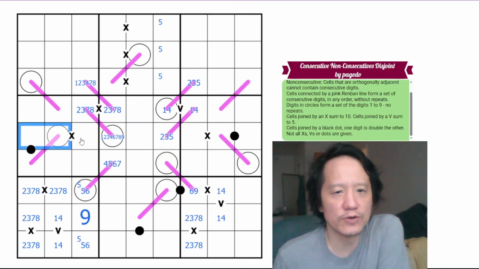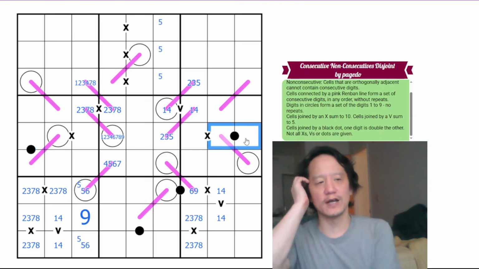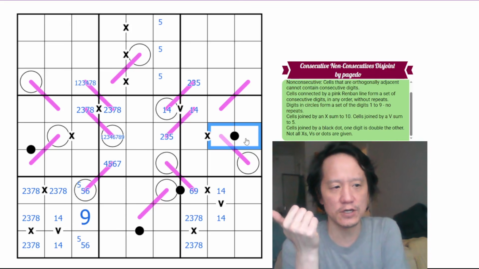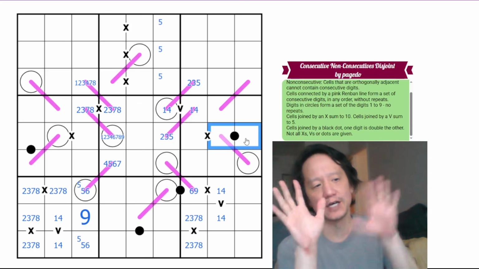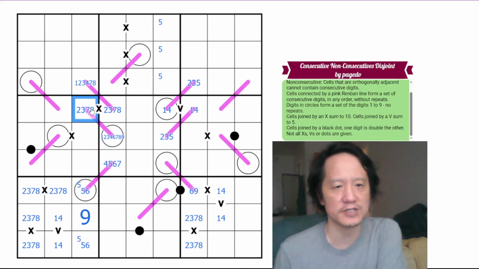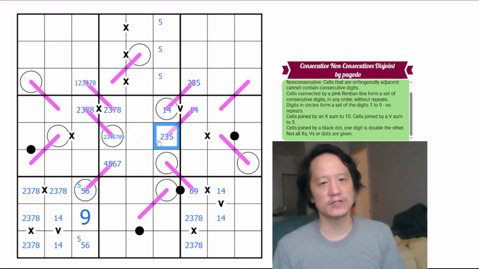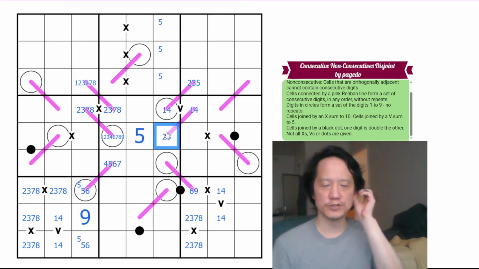Where can 5 be in row 5? 5 can never be next to an X because it adds up with 5 to add up to 10. 5 can also not be next to a black Kropke dot because if you try to have it in a 1-to-2 ratio with another digit, it can't be. 5 is double of 2.5, which is not a digit. And if you double 5, you get 10, which is not a digit. So 5 cannot be any of these. 5 can't be here because it's not consecutive with 2, 3, 7, or 8. So 5 has to be one of these two, and this can't be 5 because one of these cells has to be a 5 in the upper central box. So this must be a 5 here. Therefore, this is 2 or 3 here.